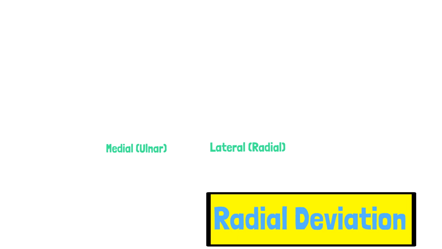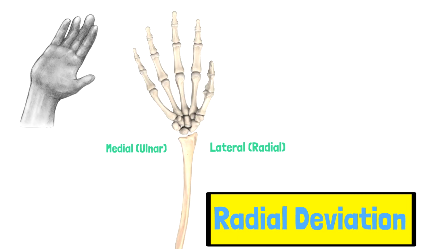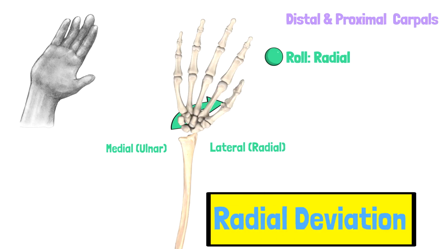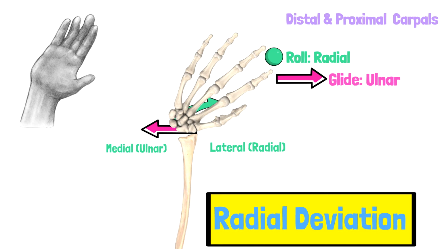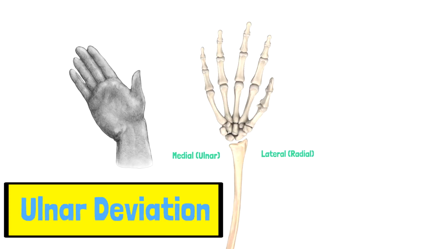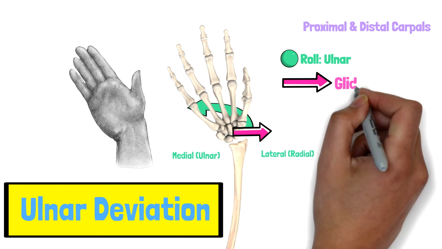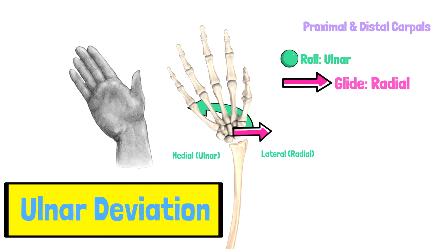Now, let's take a look at the radial deviation. Just as with flexion and extension, we observe the roll and the glide in the opposite directions. So, with radial deviation, the convex proximal and distal rows of carpals will roll radially and glide ulnarly. With ulnar deviation, we observe the proximal and distal carpal rows roll ulnarly and glide radially.